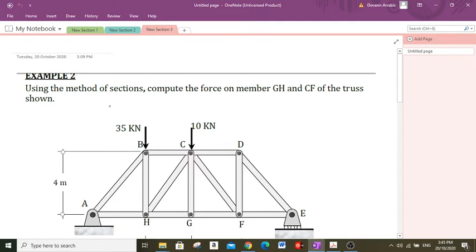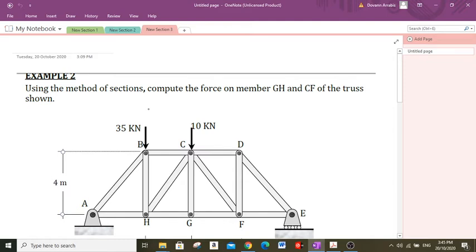This day we'll solve a problem. This is an example. We will solve the problem now using the method of sections.